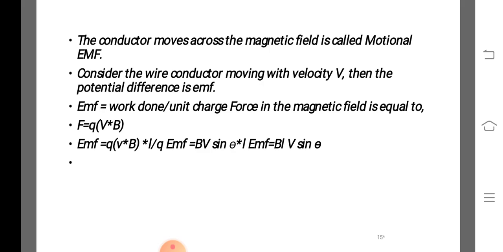Then, moving loop in time varying field. This is the general case in which a moving conducting loop is in a time varying magnetic field. Both transformer EMF and motional EMF are present. Combining motional and transformer EMF gives the total EMF as del cross E equal to minus dou B by dou t plus del cross U cross B.